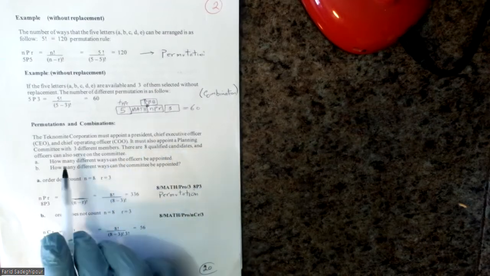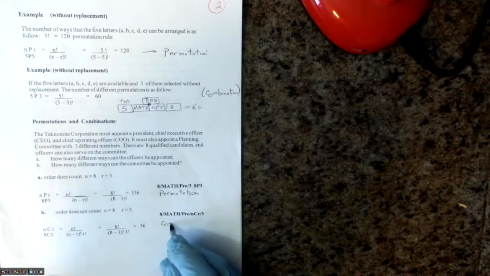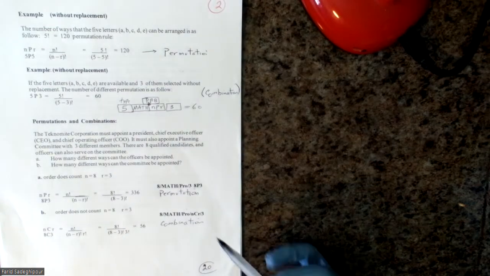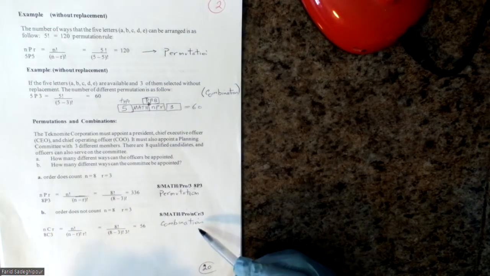And the second one, there are 8 qualified candidates and they want to have a committee, but it's not important in the committee who would be the first, who would be the second. So the second one is combinations. And order is not important as long as they pick 3 people.